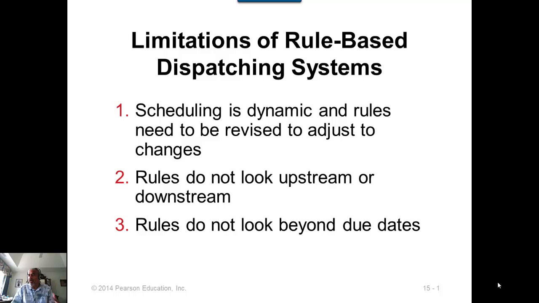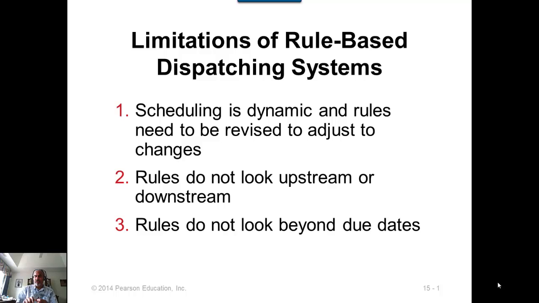The scheduling often is very dynamic because new jobs are coming in all the time. And machines sometimes break down and there are changes in shifts, changes in labor availability. So scheduling is a very dynamic environment and the rules need to be revised to adjust to these changes as and when problems arise. And also, as I mentioned earlier, the rules are about what jobs are available at a given workstation and how much resources are needed at that given workstation.